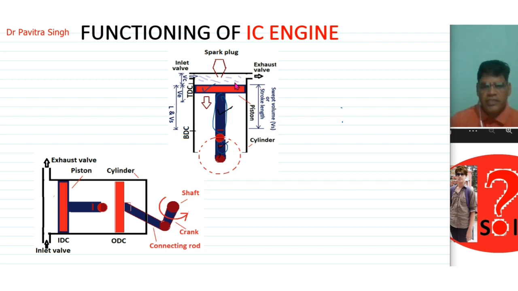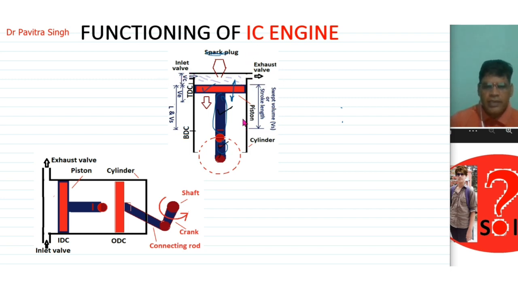The piston moves from TDC to BDC or BDC to TDC, and its motion is called reciprocating motion. Suppose it is an SI engine, spark ignition engine or petrol engine, then we will provide a spark plug in this location, and if it is a diesel engine, it will be an injector. This is the inlet valve and this is the outlet valve.